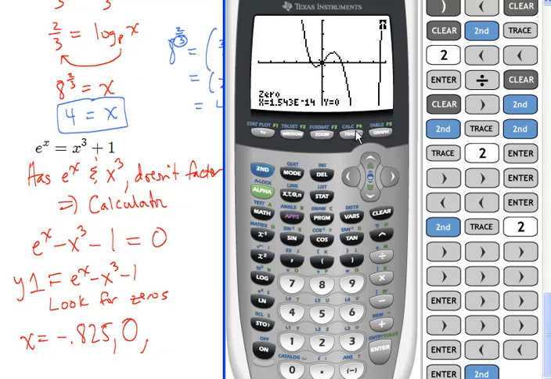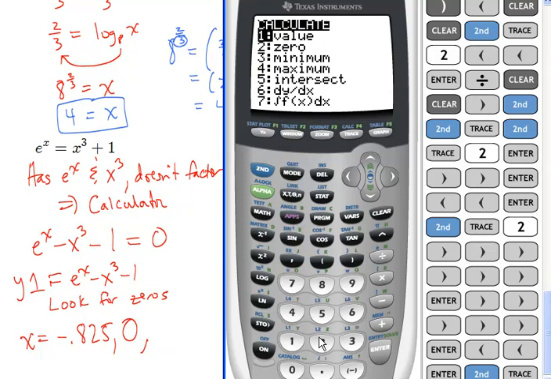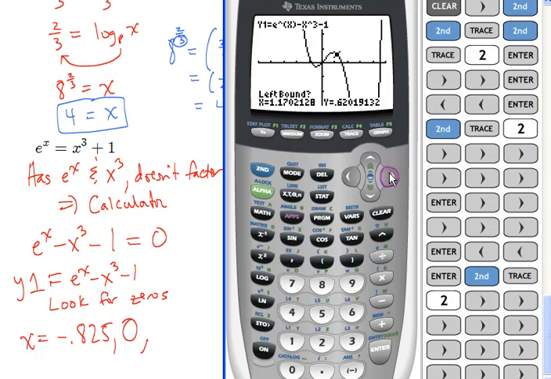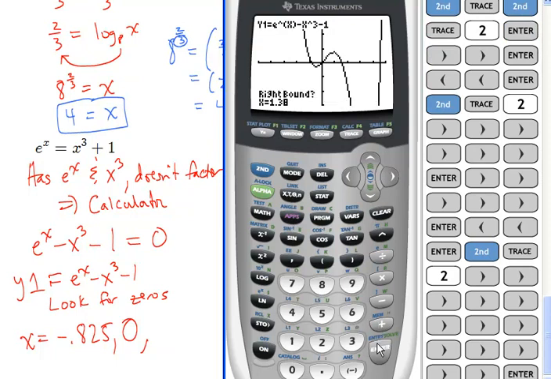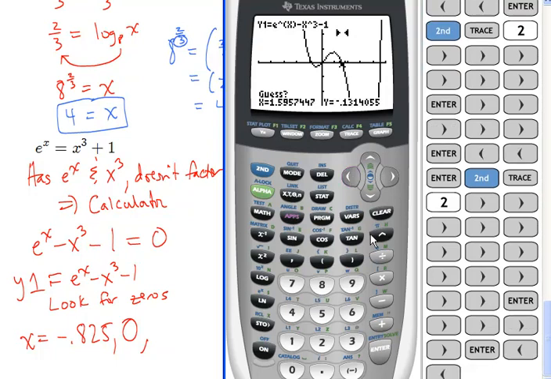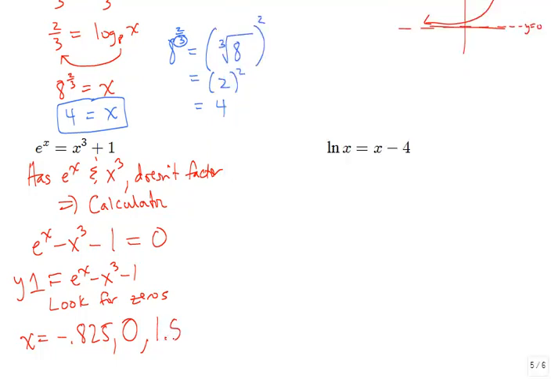So we're going to do second calc, option 2, go a little bit to the left, hit enter, a little bit to the right, hit enter, back up for the guess, and that is 1.545 for x.